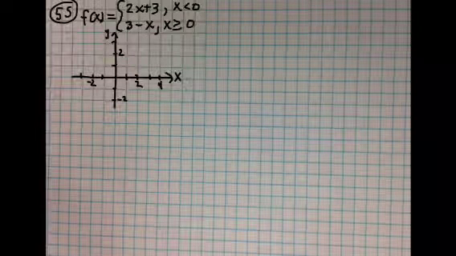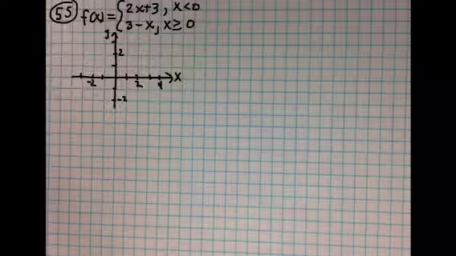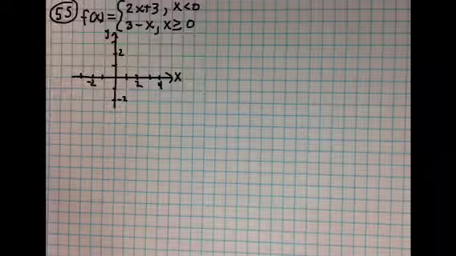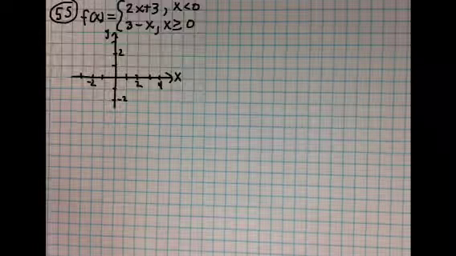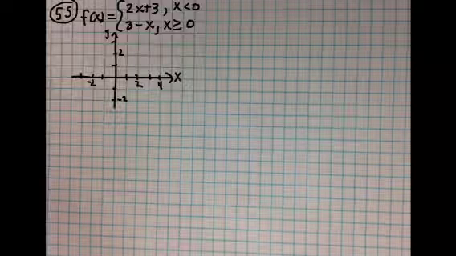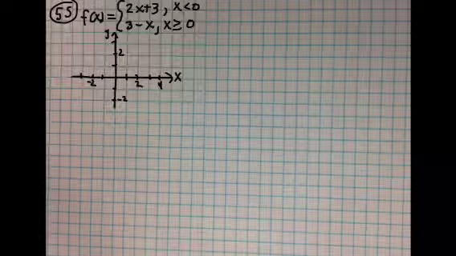Alright, so for 55 through 62, we're going to graph piecewise functions. So 55 is on the screen right now. This one is separated into two sections. The boundary line is x equals 0. So I'll go ahead and draw that in. I'll use a different color and I'll use a dotted line. So it's a dashed line, so it's going to go down the y-axis.